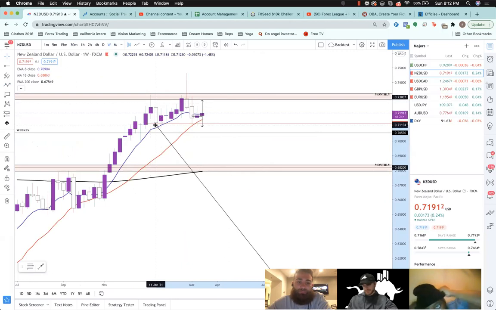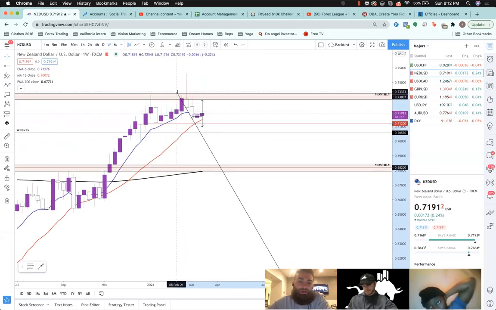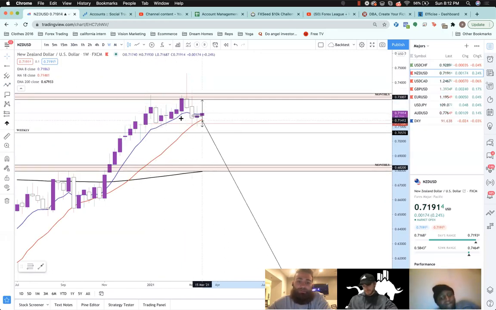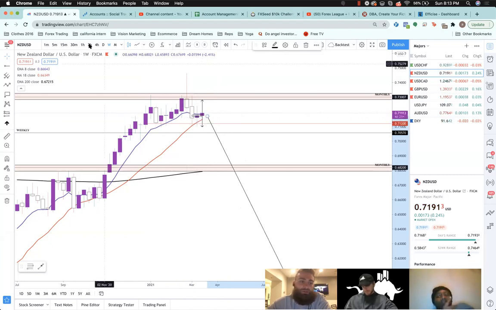Weekly time frame pushed up, formed this level of support, pushed up, came back down here now, found support. So I'm looking for this thing to push back up into this monthly level based on last week, this candle as well. We had this doji candle form, so this is like a reversal signal.